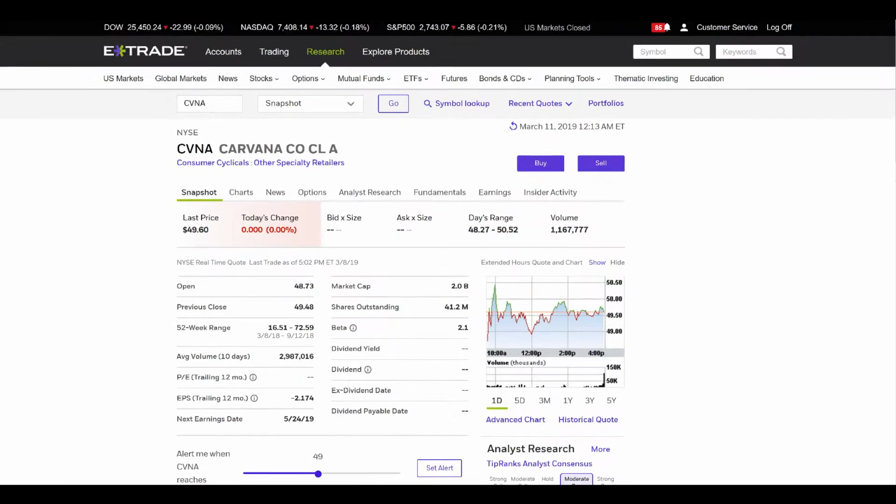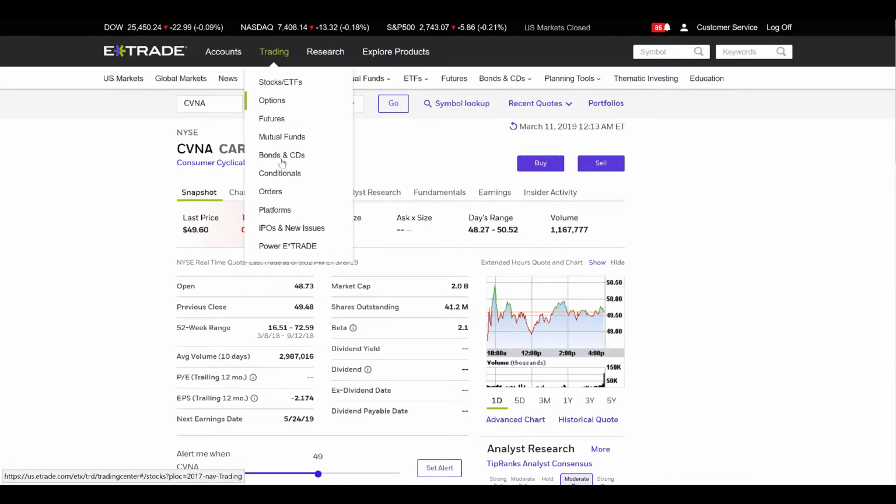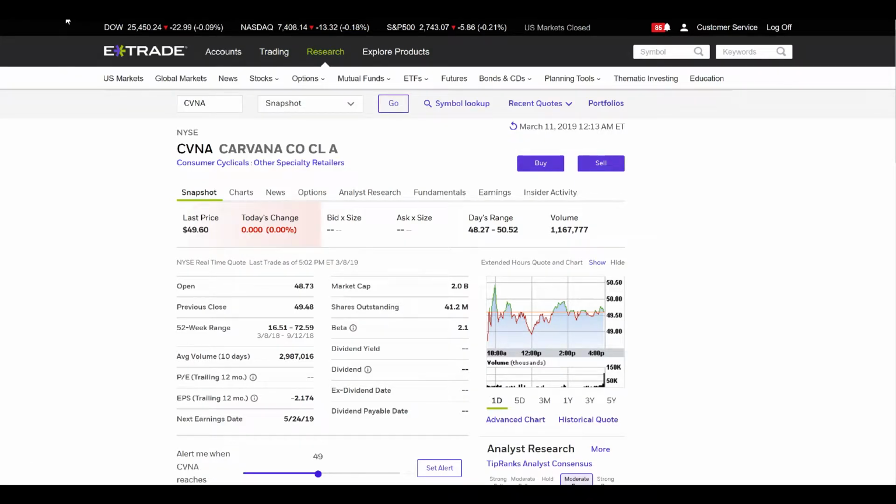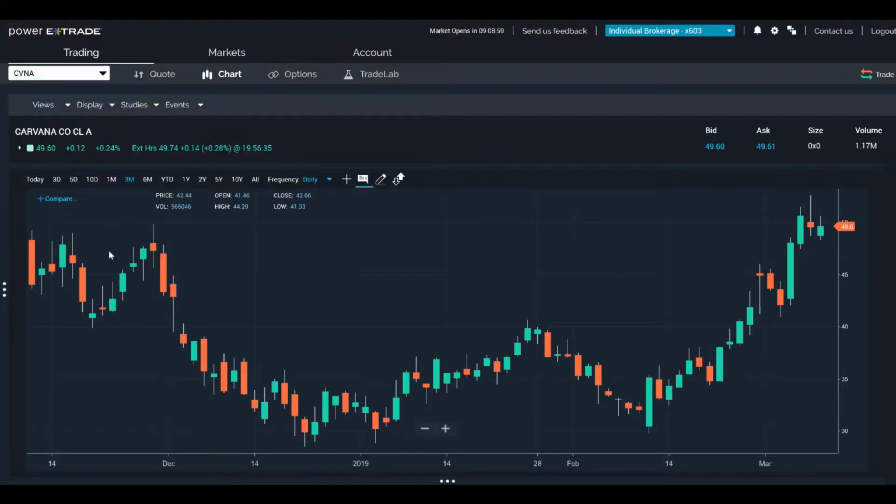So let's take a look at the charts. What we're going to do is go to trading, and then go to Power E-Trade, and I'm just going to fast forward over there real quick. This is the chart for Carvana, and I have it set for 3 months. You can set it for different time periods: 1 month, 10 days, 5 days, whichever one you decide to do.